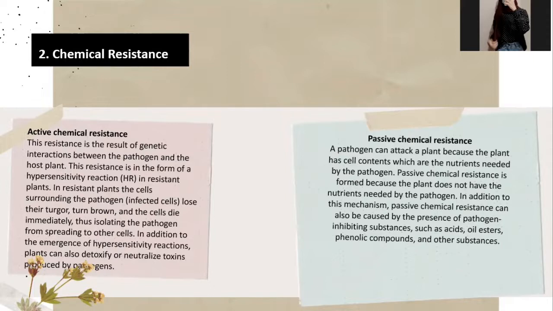In addition to the emergence of hypersensitivity reaction, plants can also detoxify or neutralize toxins produced by pathogens. And two, passive chemical resistance. A pathogen can attack a plant because the plant has cell contents which are the nutrients needed by the pathogen. Passive chemical resistance is formed because the plant does not have the nutrients needed by the pathogen. In addition to this mechanism, passive chemical resistance can also be caused by the presence of pathogen inhibiting substances such as acid, oil esters, phenolic compounds, and other substances.